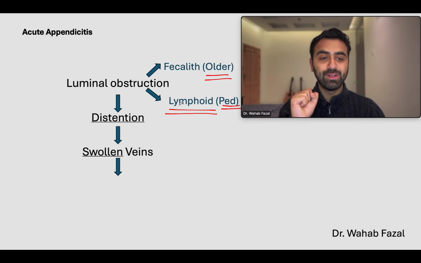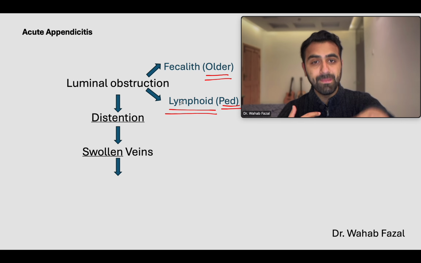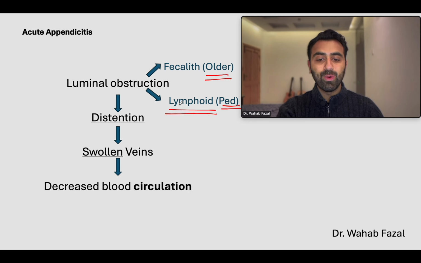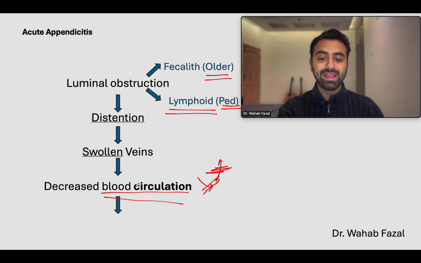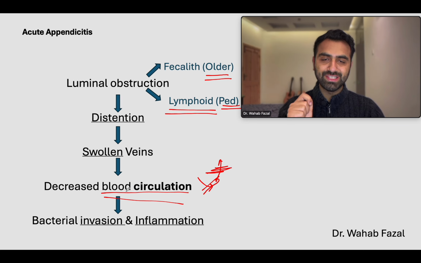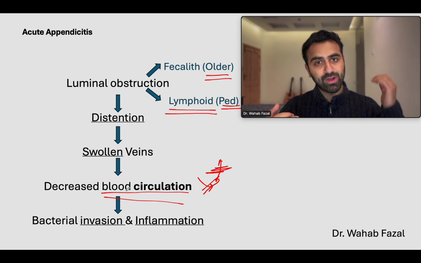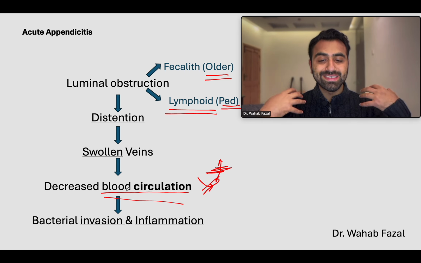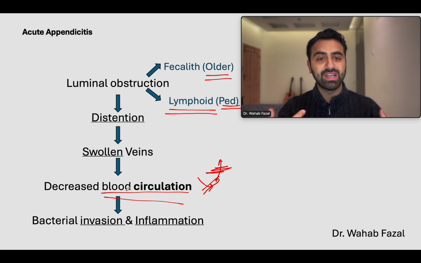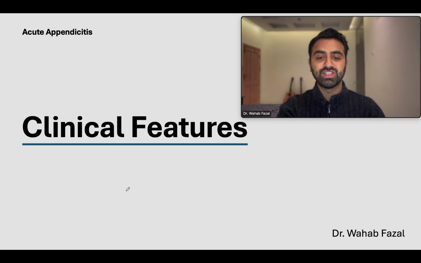What does that lead to? When the veins are swelling up, that means they're not carrying away the blood that is coming in through the arteries. What does that lead to? That leads to decreased blood circulation in this vermiform organ. The blood that is coming in is not going out. That leads to decreased blood circulation, leading to bacterial invasion and inflammation. Whenever blood is not coming to an organ, you're more susceptible to bacterial invasion and thus inflammation.